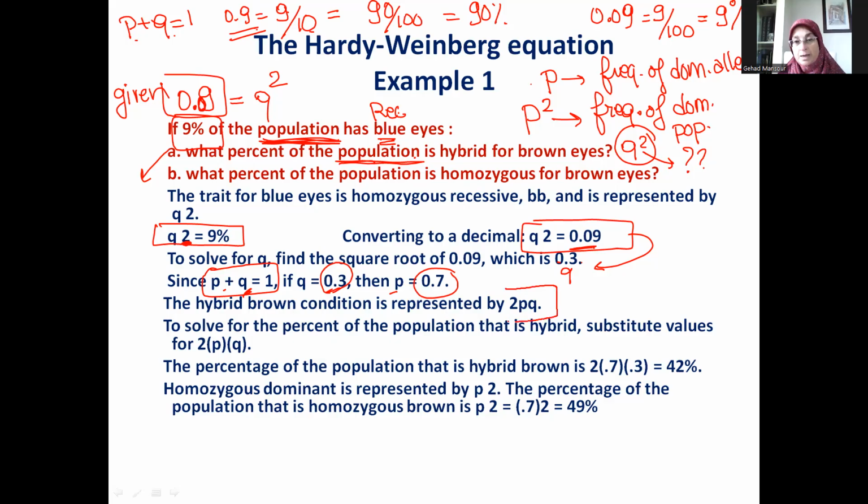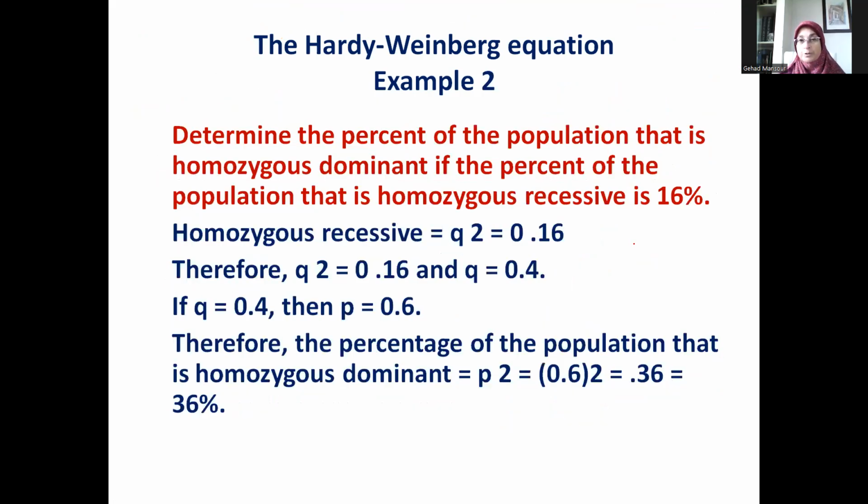How do we represent hybrid individuals in the Hardy Weinberg principle? By 2PQ. We already have the P, we already have the Q. The P is 0.7, we calculated it, and Q is 0.3, we calculated it. So the percentage of the population that are hybrid for brown eyes is 42%. And those, of course, that are homozygous dominant is represented by P to the power 2, meaning 0.7 to the power 2, meaning 49%.